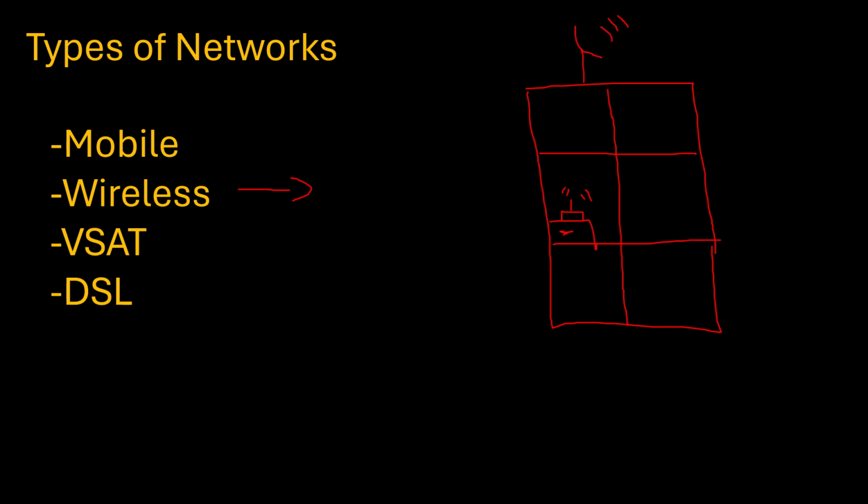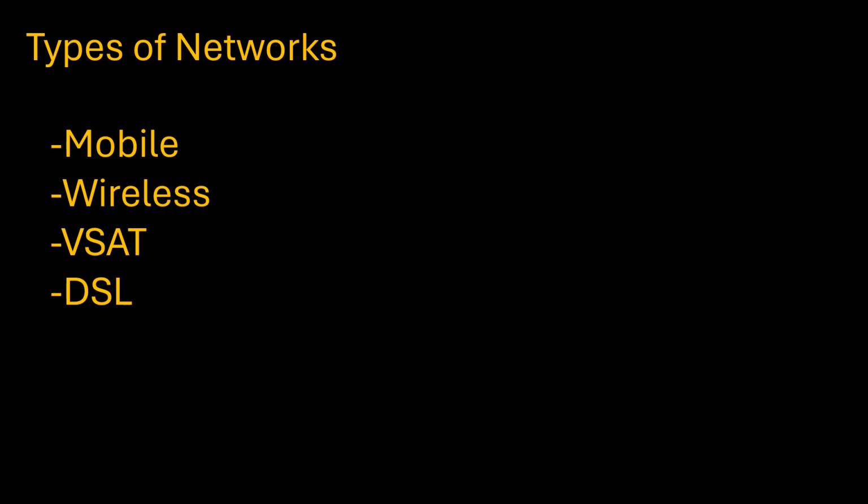Then we have a VSAT. Let me erase the slide again. All right. Now we have VSAT, and VSAT is going to use a satellite. So let's assume here is a satellite. My drawing is 10 out of 10. Okay. This is a satellite, and it is sending some radio signals.